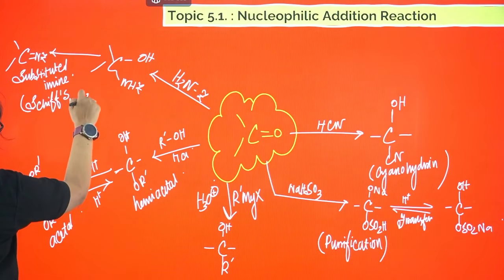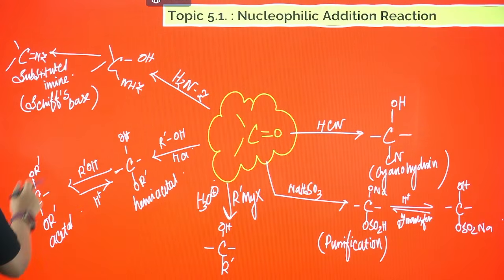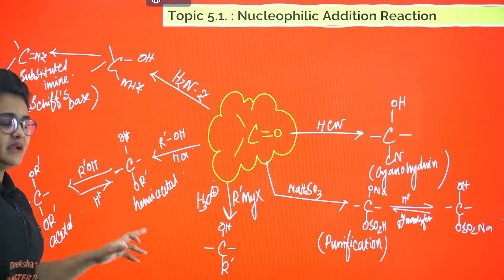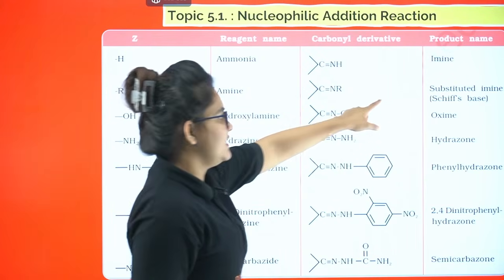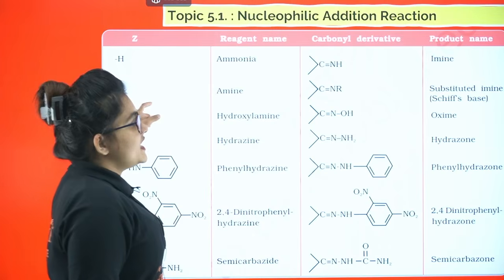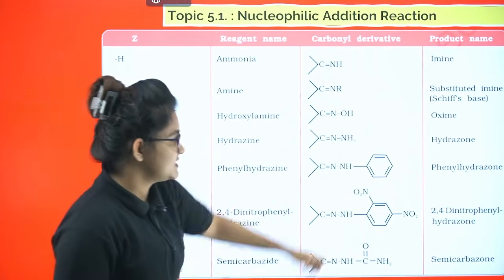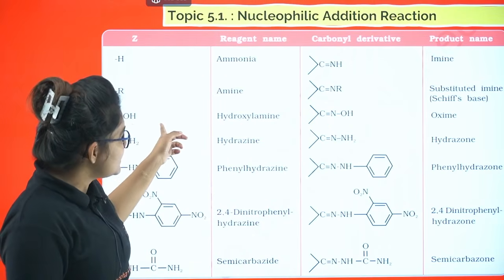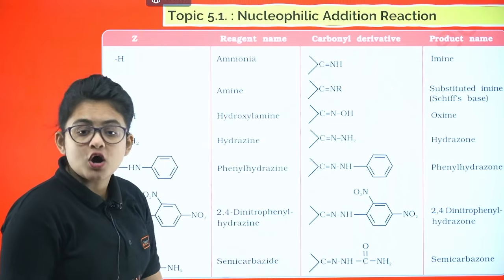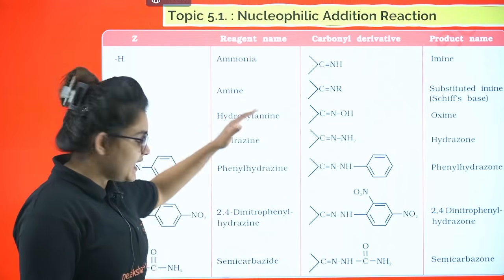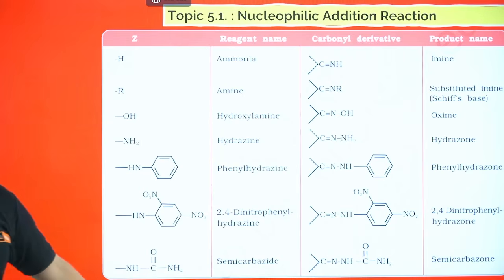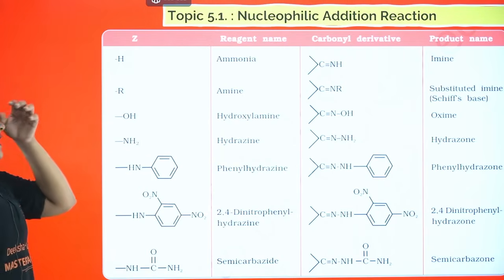Very important. Now one more thing I can show you here: Z can be a different group, and with respect to that you can get different products. So here you can see Z can be H, you will get directly imine. Z can be R, you will get substituted imine, that is Schiff base. It can be OH as well, you will get oxime. It can be NH2 as well, you will end up with hydrazone. Like that you can get this type of thing. I guess it's clear.